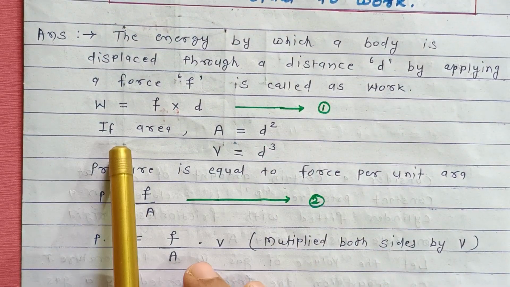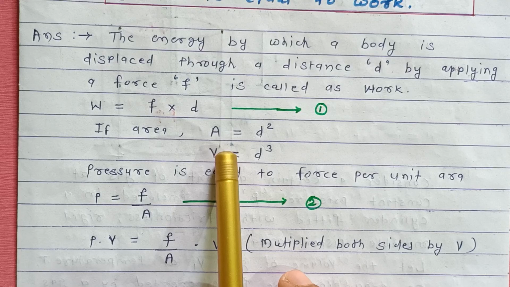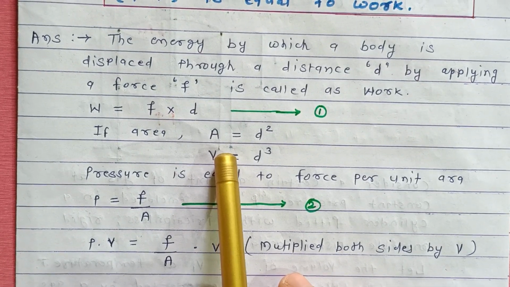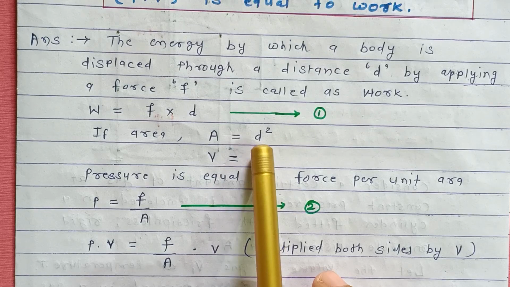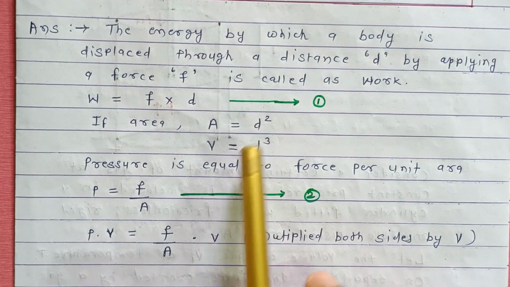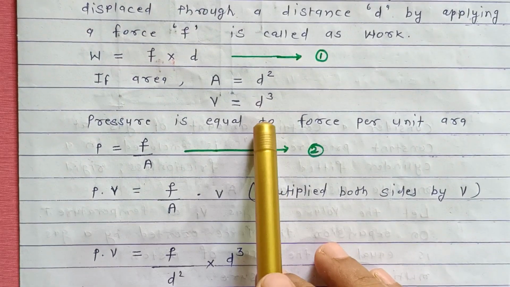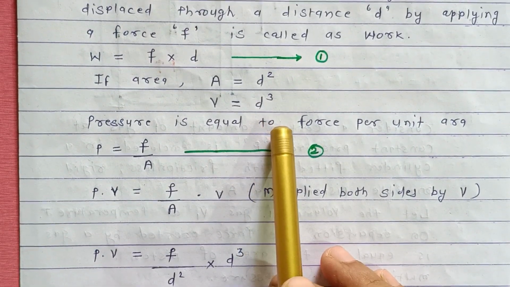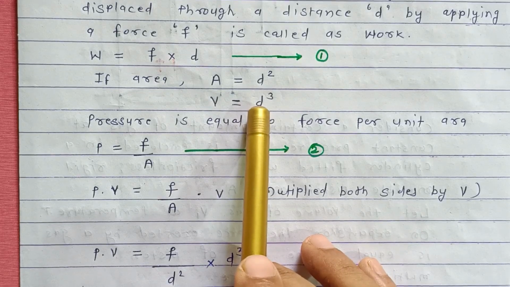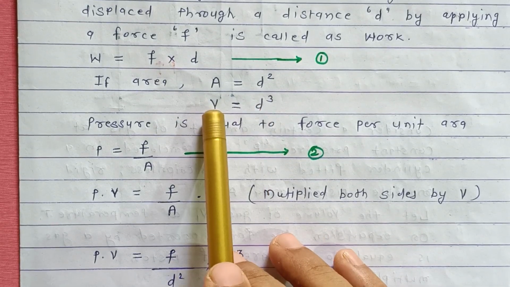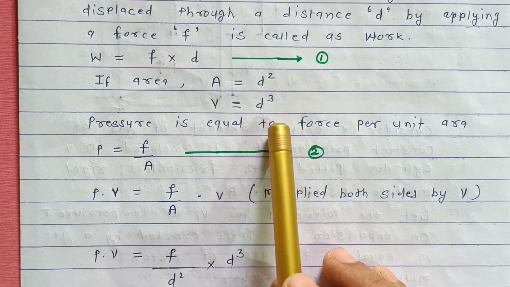After that, if area is considered, it is indicated by the symbol capital A. Area is nothing but the product of length into breadth, so D and D become D square. But volume is length into breadth into height. That's why it is D into D into D, meaning D cube. So that is the criteria we are applying: for area, A is equal to D square, and for volume, V is equal to D cube.